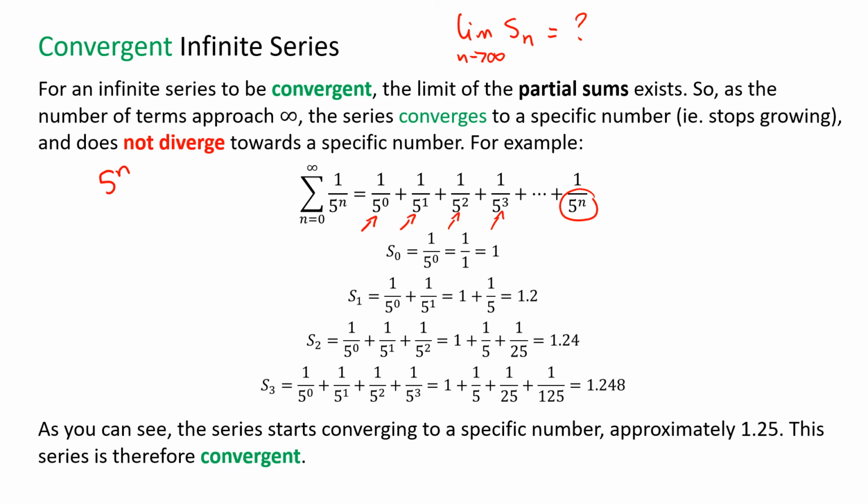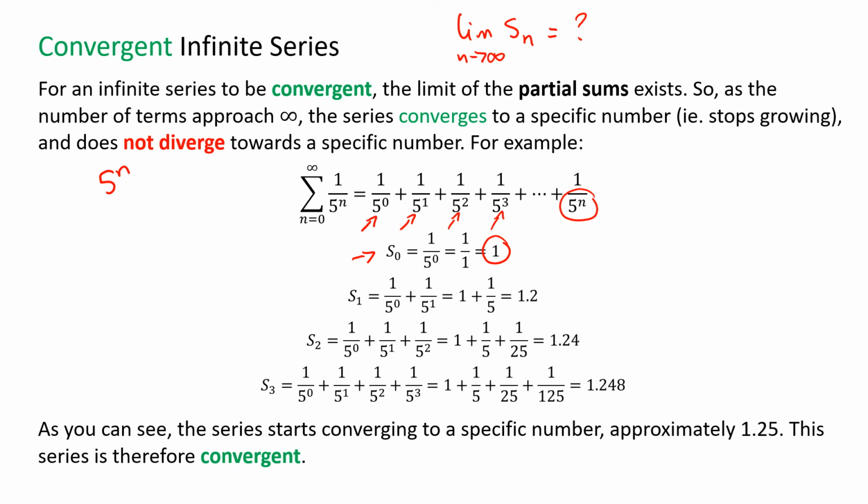So looking at our partial sums, our first sum is S0, which is 1 divided by 5 to the exponent 0. Remember, anything to the exponent 0 is 1. So that becomes 1 divided by 1, or just 1.